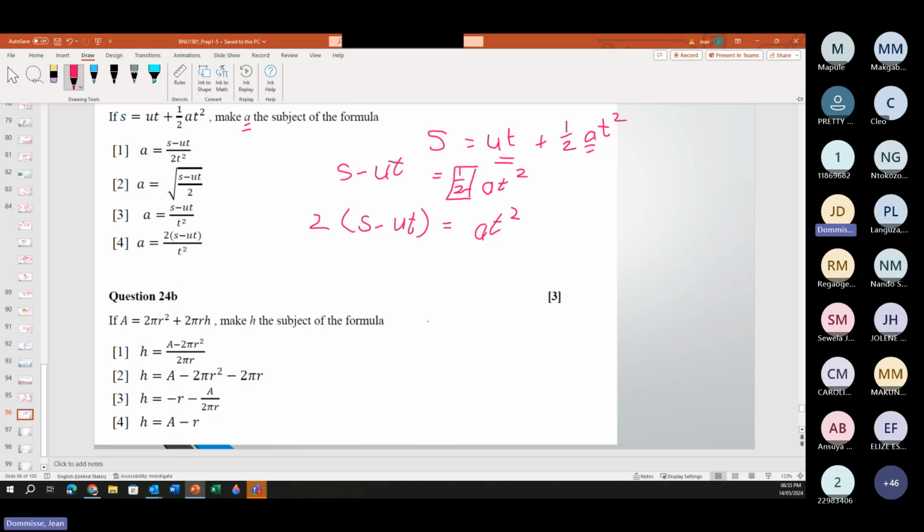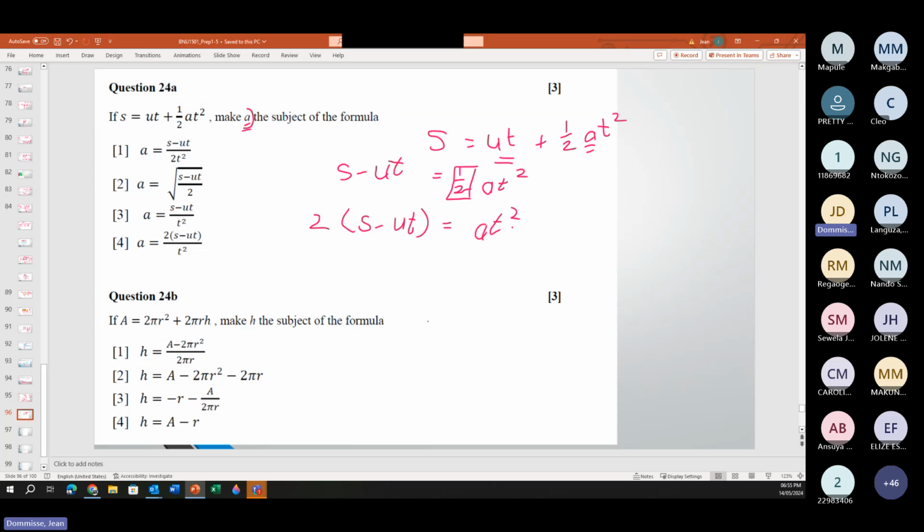Already one can nearly see that 2(s minus ut) might be a good one. Then we want to make a the subject, so all we do is divide both sides by t to the power of 2. So we get 2 in brackets s minus ut divided by t squared, because on this side it cancels out, so a is equal to that.